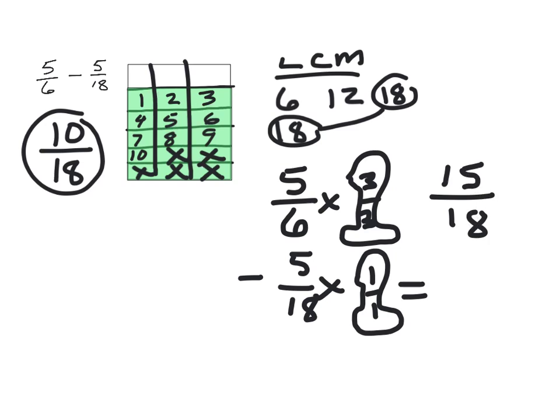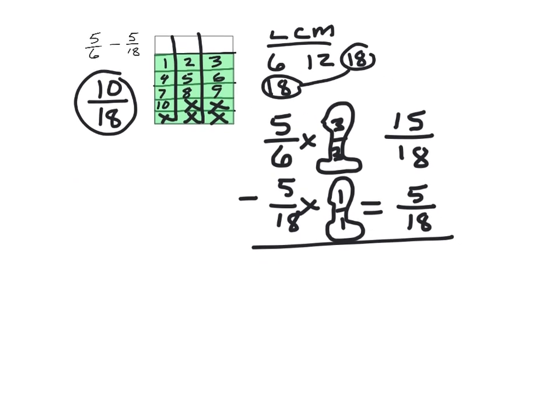15 18ths. And now I'm going to subtract the 5 18ths, and I've got 5 times 1 is 5, 18 times 1 is 18. So that's going to stay exactly the same, right? And now I'm ready to subtract. So I'm going to just go 15 minus 5 is going to give me 10.